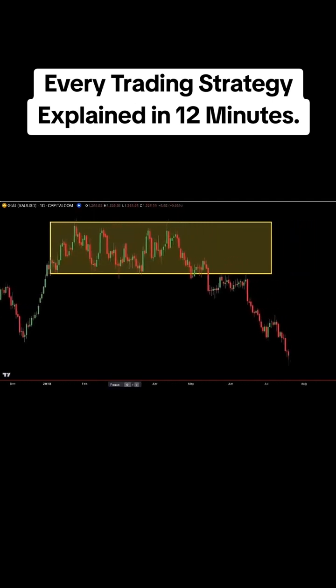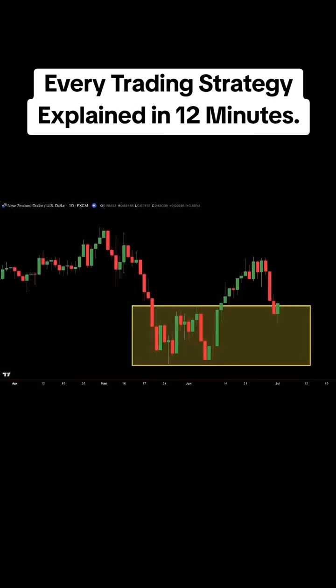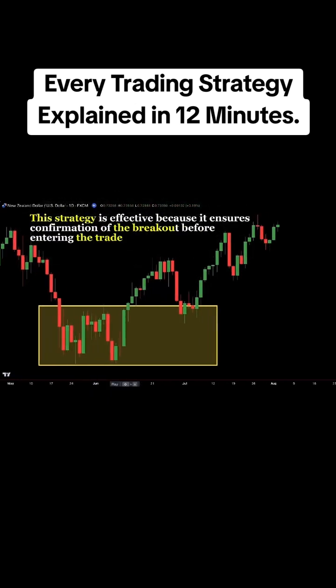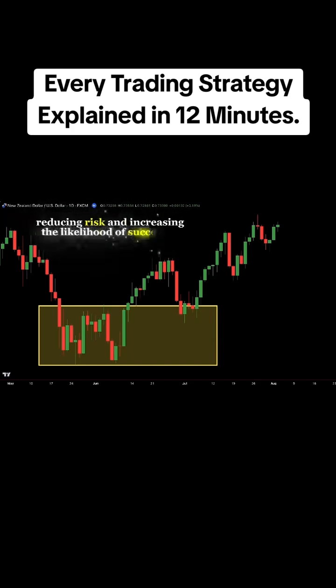In a bullish setup, the price breaks above resistance, signaling a potential uptrend. It then pulls back to retest the resistance, now acting as support. If the support holds, it confirms the breakout, providing a chance to enter a long trade. This strategy is effective because it ensures confirmation of the breakout before entering the trade, reducing risk and increasing the likelihood of success.